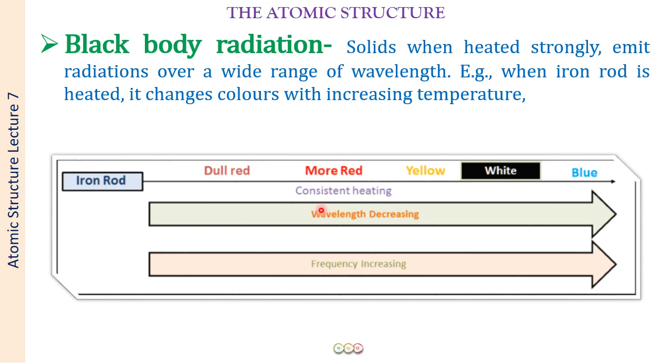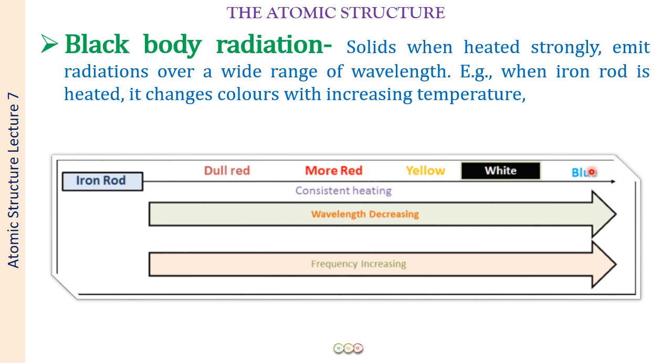And you can see in the diagram also that we have taken an iron rod. We are heating this in a furnace. At some specific temperature, you will see that it starts glowing with a dull red color. Then on further heating, the color changes to more red. It becomes more intense red in color. And on increasing the temperature further, we see that the color changes to yellow and then to white, and at a very, very high temperature, the color of the iron rod is blue.